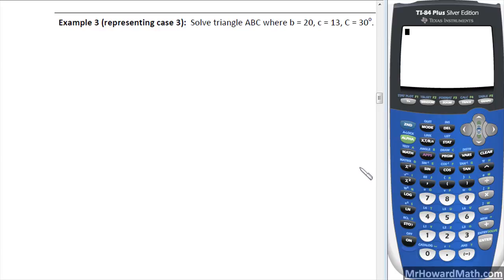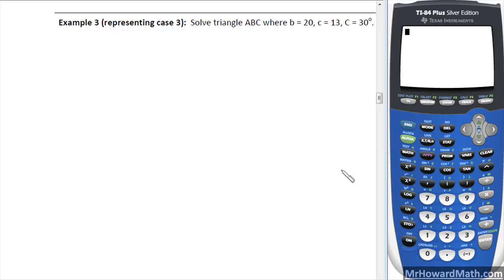This is part 2 of our look at the ambiguous case of the sine law. I'm splitting this up into 2 videos because the first one was getting a little long. So in the first video we discussed the basics of the ambiguous case and the fact that to be the ambiguous case you needed to be given 2 sides and an angle that wasn't between those 2 sides. So a non-included angle is the proper vocabulary there.